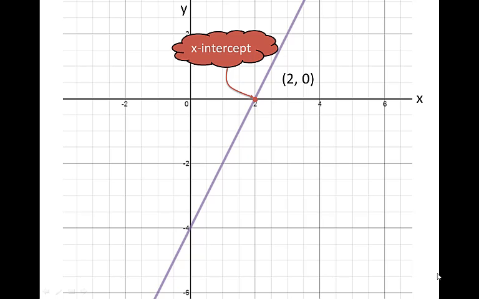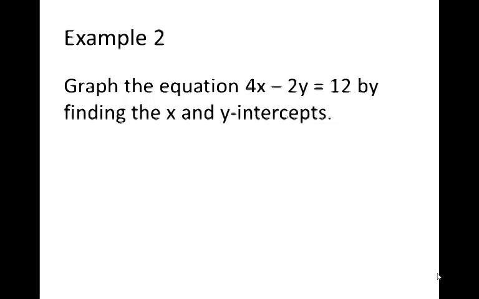Similarly, where the graph crosses the y-axis is called the y-intercept. And we can write that as an ordered pair as well. This crosses the y-axis at -4, and so this would be (0, -4). So make sure you're able to do that: identify the x and y intercepts when given a graph.